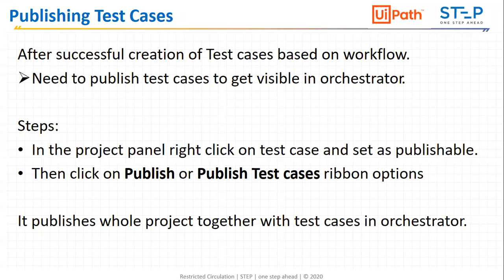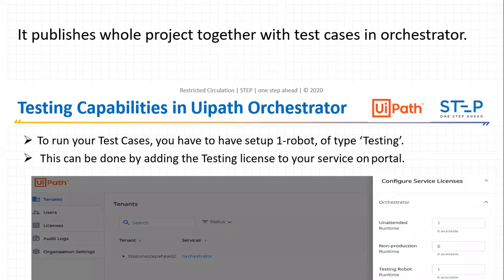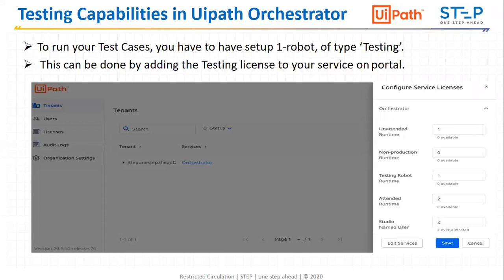After that, you have to choose the publish or publish test case ribbon. After publishing the test cases, they will be visible in the Orchestrator, but before that you need to set the testing capabilities. To run this particular test case, you have to set up one robot inside the testing type. That is also an important part. Without a robot, where will that particular test case run? From Orchestrator we can run the test case, but there should be something physical, like one robot, where we can run that particular test case. So that is a very important part.